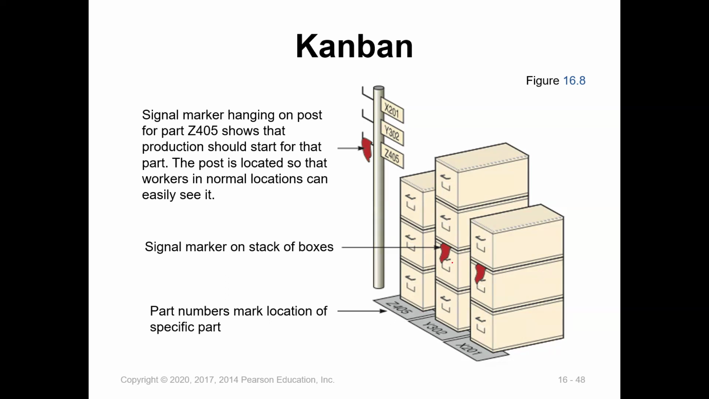So they use Kanban. A signal marker hanging on a post for part Z405 shows that production should start for the part. The post is located so that the worker's normal location can see it easily. Everybody can see that. A signal marker on a stack of boxes, with the part number marking the location. They change this based on the inventory they have. If they are about to run out of inventory, the managers know, so they provide them with the required parts.